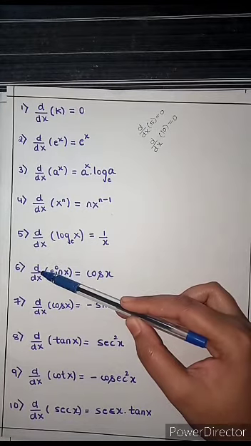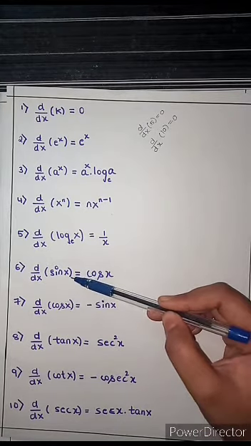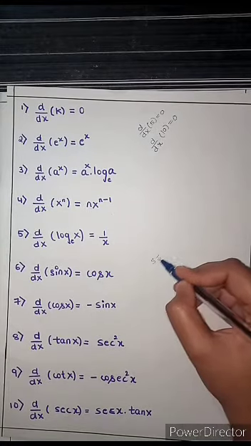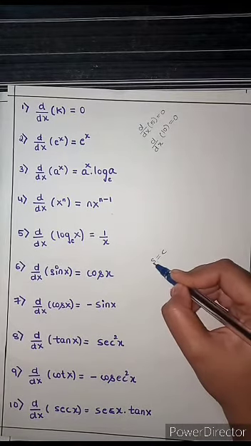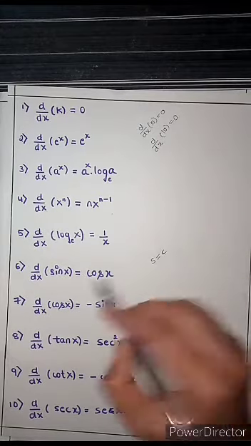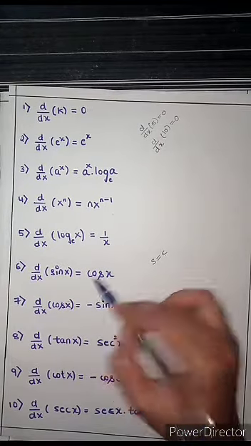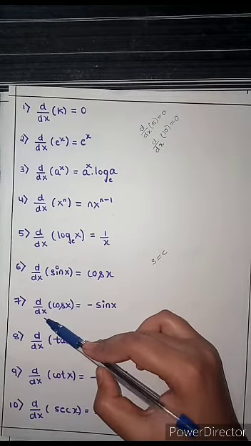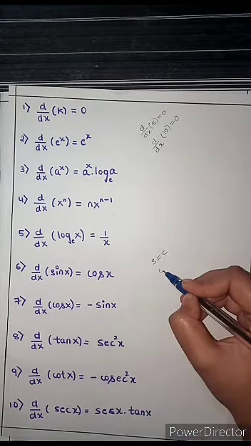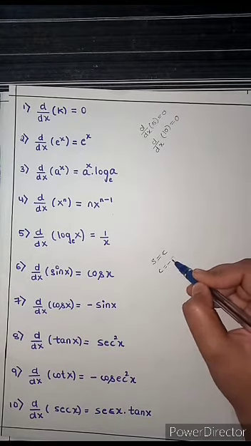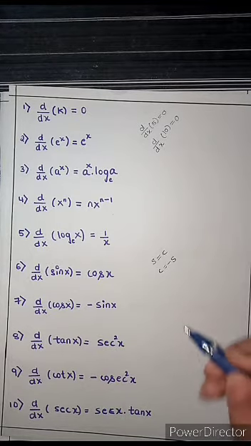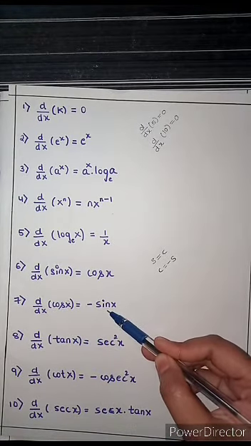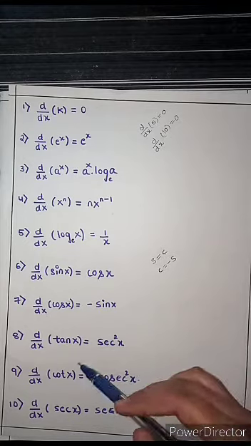Sixth formula. Derivative of sin x is cos x. S opposite is c. Remember this. S equals c. Whenever s comes, you just put c. That is cos x. And next, seventh formula. Derivative of cos x: whenever c comes, you put minus s. That is minus sin x. Derivative of cos x is minus sin x. Next.